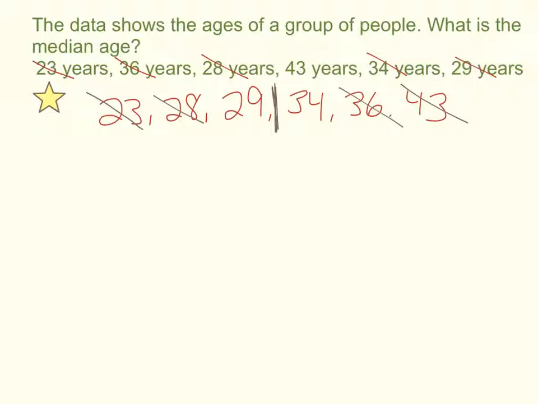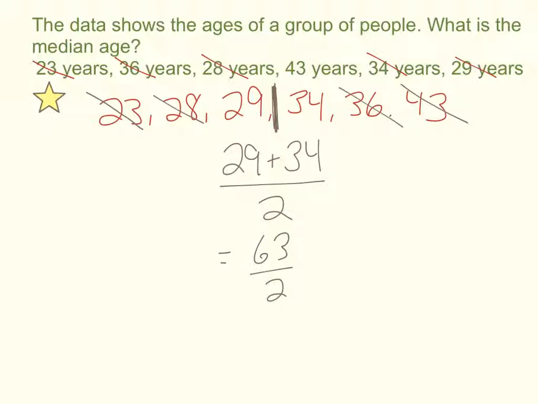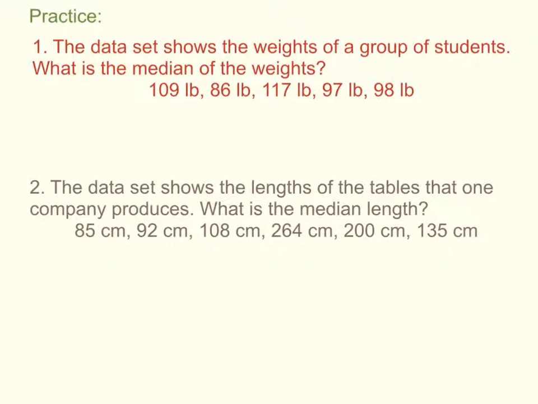So we're going to find the median number by finding the mean of the middle two values. So 29 plus 34 divided by 2. That would get us 63 divided by 2, which is equal to 31.5. So 31.5 is the median age, and notice, it's not in our data set, but that's still okay, because we found the mean of the middle two numbers. Now try these problems by yourself. Press pause, and after you found the median, we'll go over it together.